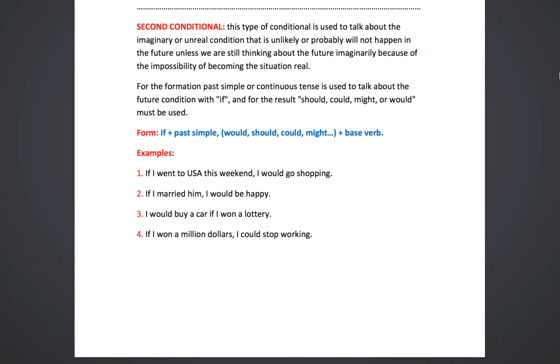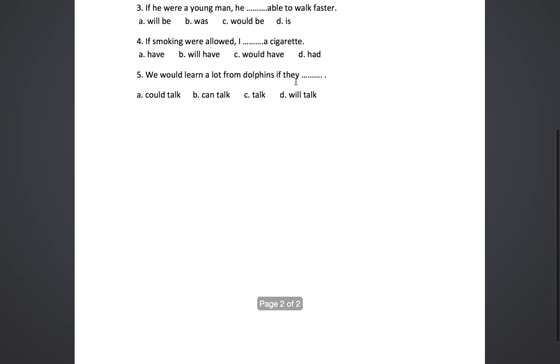And you can flip or switch the clauses that we have. You can start with: I would buy a car if I won a lottery. It's impossible to win a lottery, so you cannot buy a car. If I won $1 million, which is impossible, I could stop working. This is talking about the future tense by using past form.